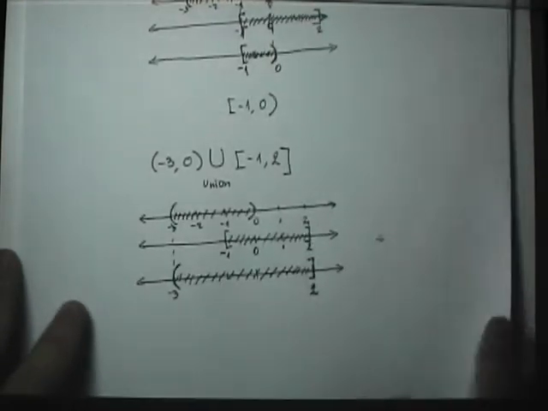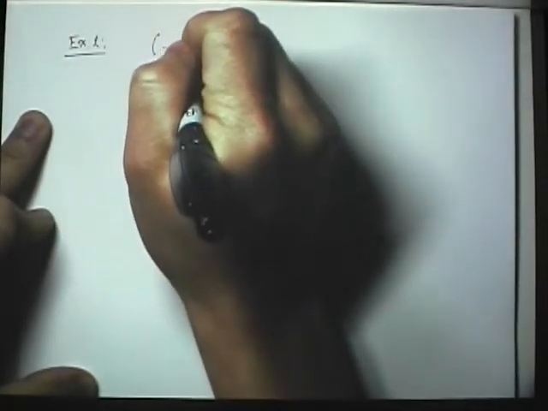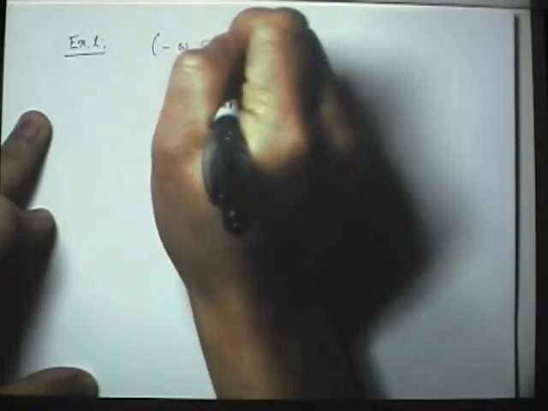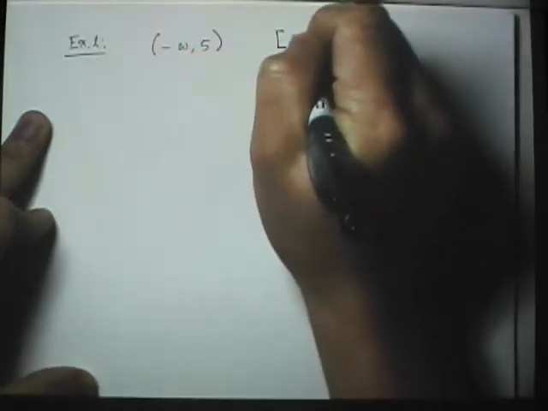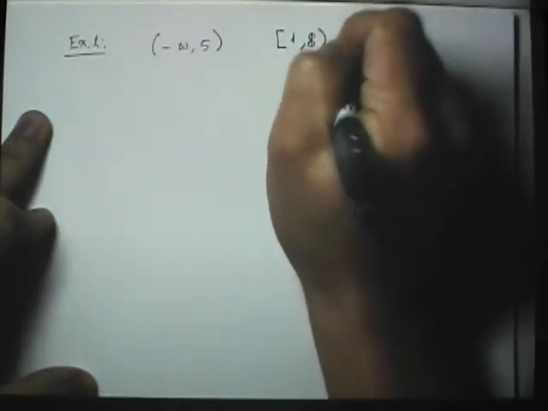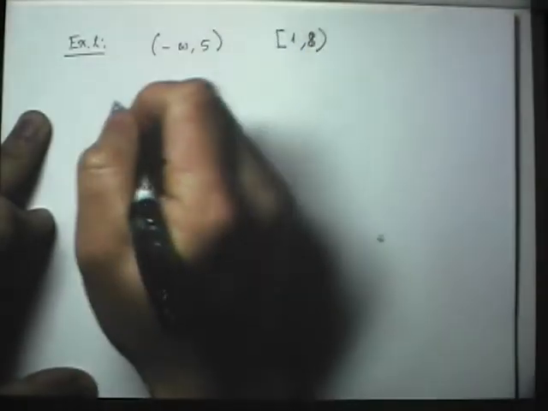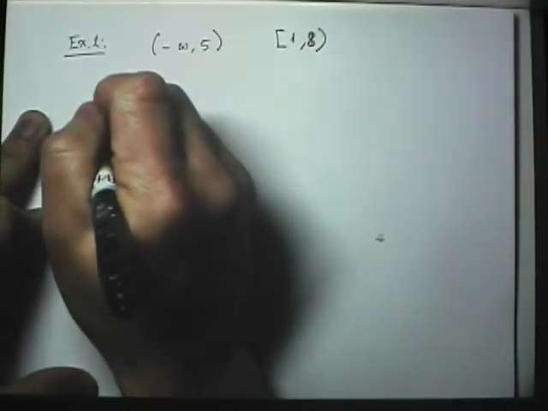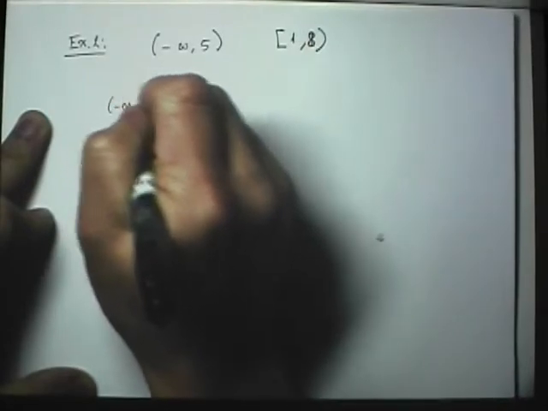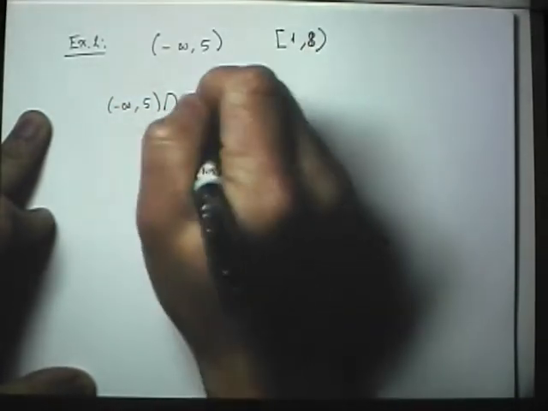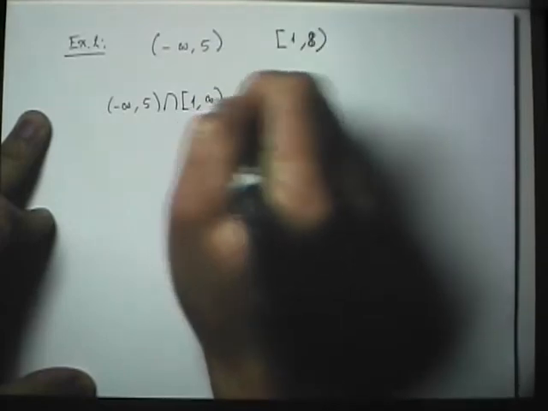Okay, so let's look at the second example. So in my second example, we have the two intervals, -∞ to 5, and the other interval is 1, 8, a half open interval. And so let's try to find the intersections. So we need to graph. So how about -∞ to 5 intersecting with 1, 8. Oops, wrong 8. 1, 8.